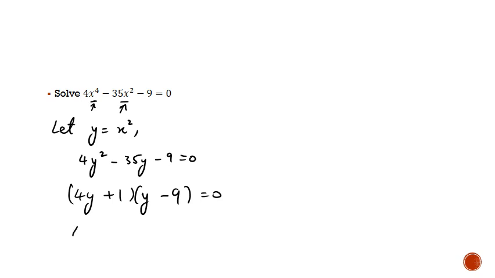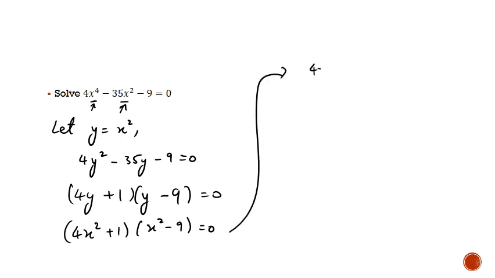Once you've done that, you resubstitute it back in. So 4x squared plus 1, then we have x squared minus 9 equals 0. Go through and write it out. 4x squared plus 1 equals 0, or x squared minus 9 equals 0.